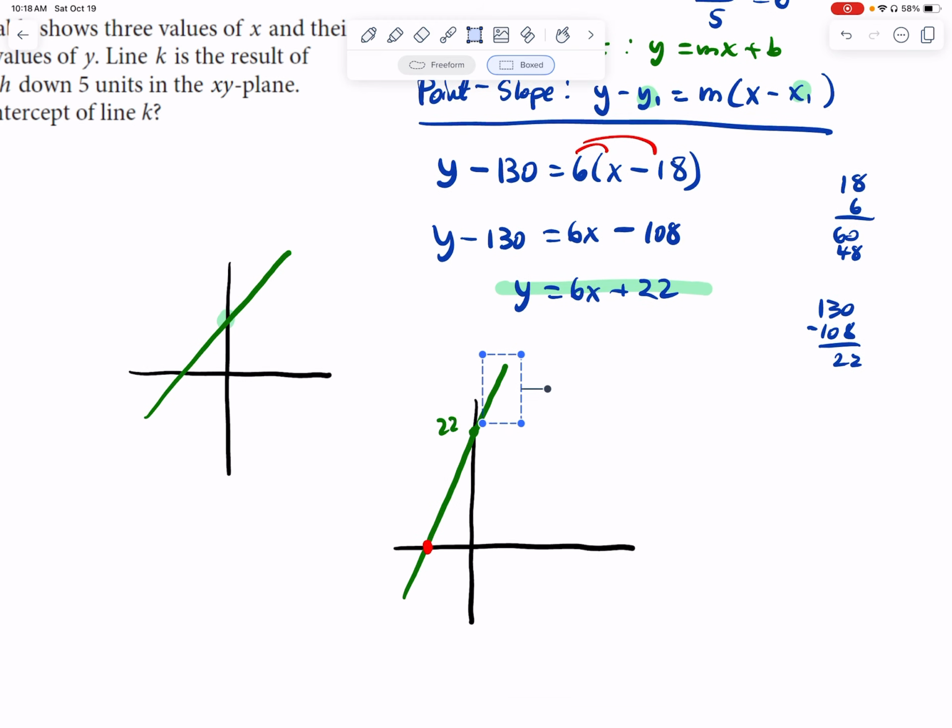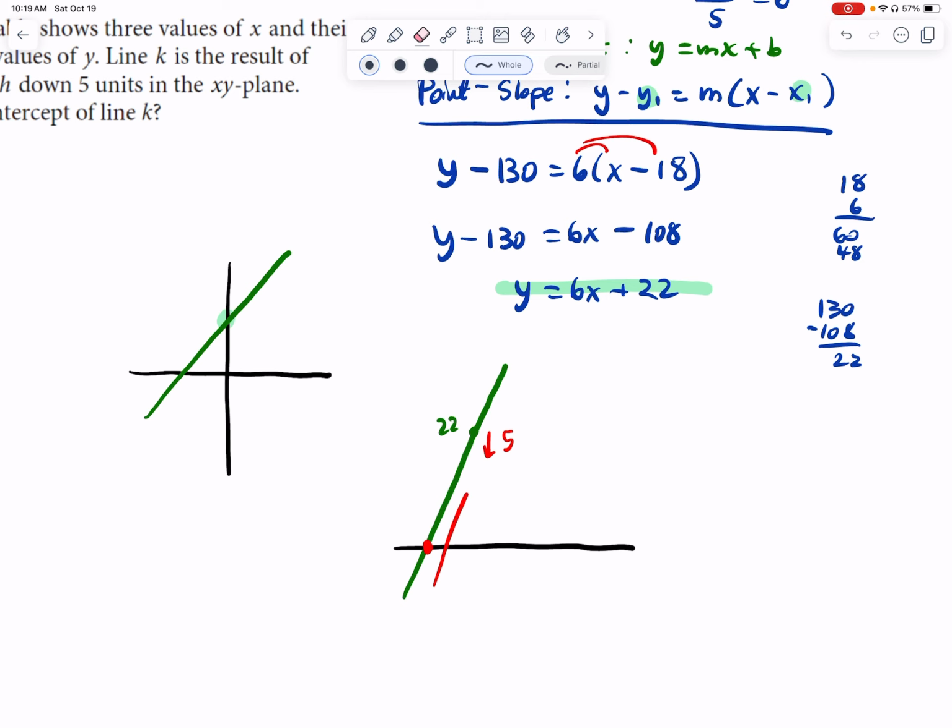Okay, anyway, so when I move this line down exactly 5 units, so this thing goes down 5, I'm going to get a parallel line. The reason why I'm going to get a parallel line is because the new line is going to have the same exact slope because we didn't change the slope. All we did is translate this thing down 5 units.